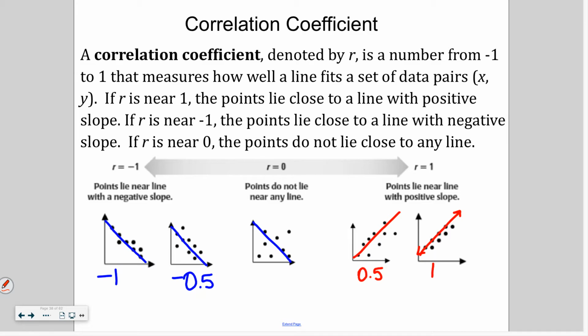Let's try this other one again. All right, so I put a positive line going straight up through there. If I look at that, they're still not close. So they don't really have a negative slope. They really don't have a positive slope. They're kind of just spread out everywhere. So my value for this one is 0.